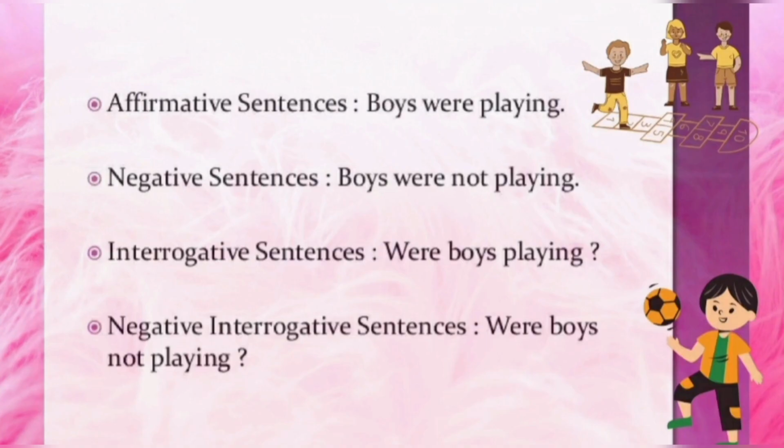Let us see how past continuous is used in different kinds of sentences. Boys were playing in affirmative sentence. In negative sentence, boys were not playing. In interrogative sentence, were boys playing? And in negative interrogative sentence, were boys not playing?